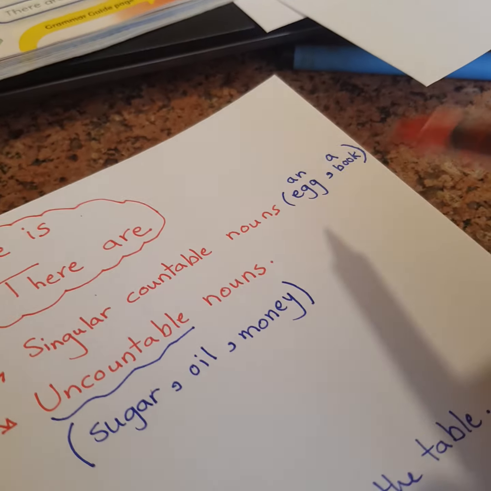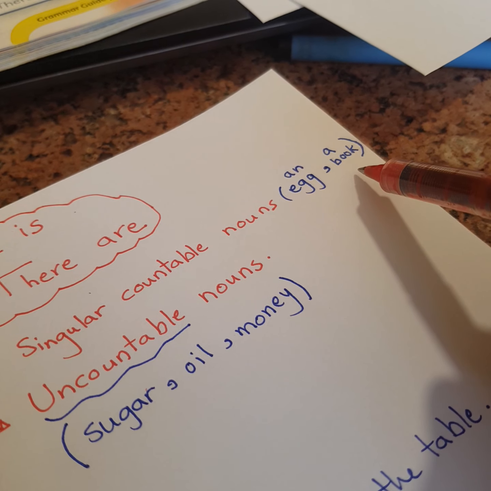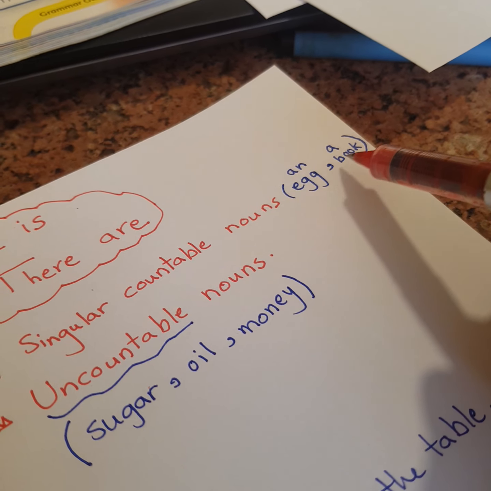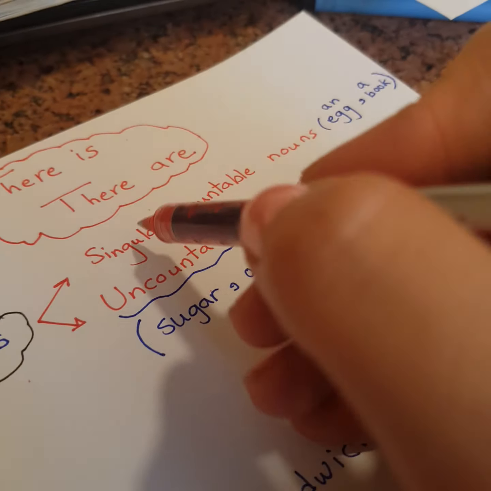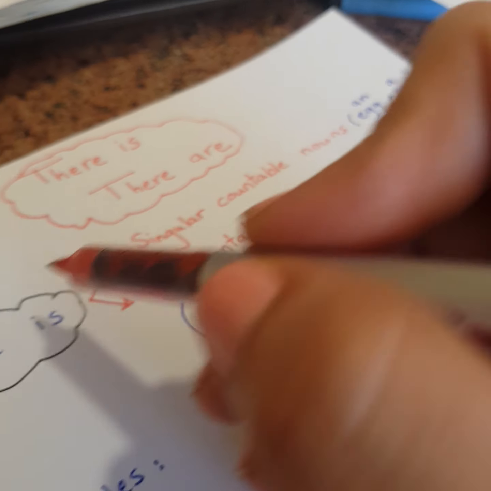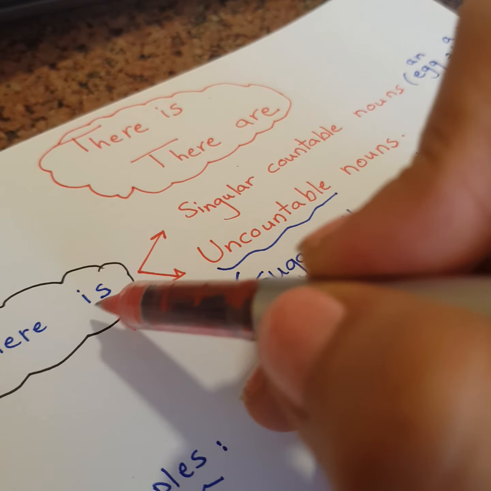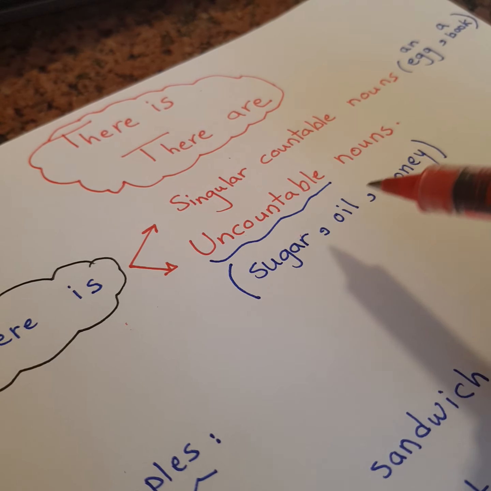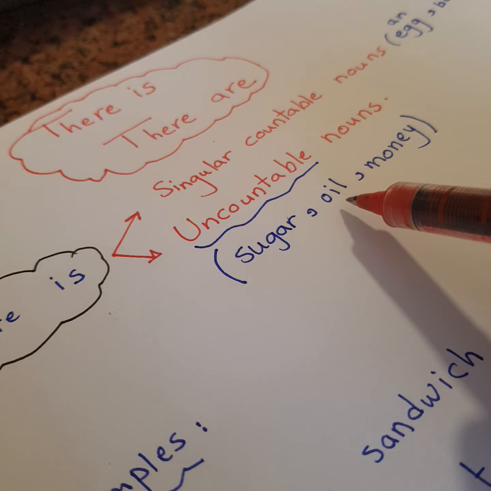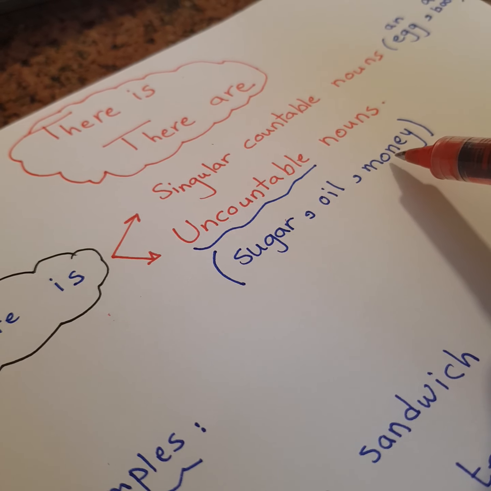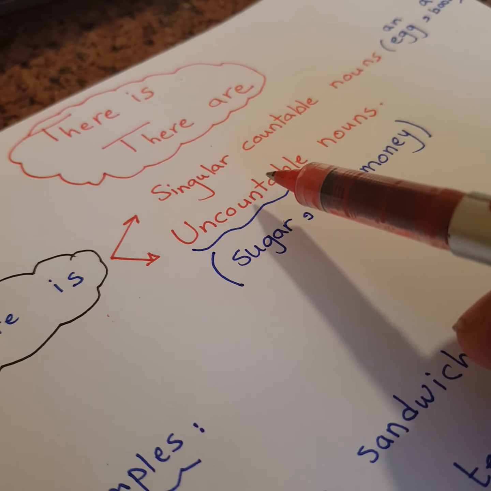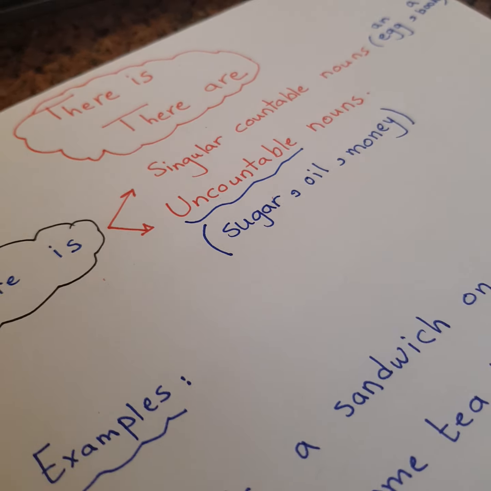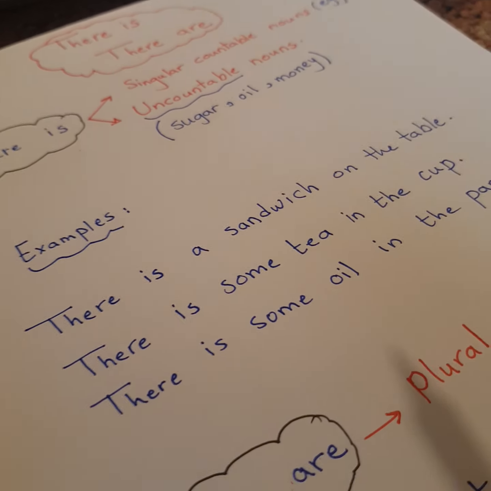For example, عنا an egg, a book. Egg and book are countables. Egg و book معدودين بس لازم يكونوا singular عشان عنا is. There is. And we use it with uncountable nouns الأسماء الغير معدودة like sugar, oil, money. Examples. دول أمثلة على uncountable nouns عنا sugar, oil و money. Let's see the examples. خلينا نشوف الأمثلة.